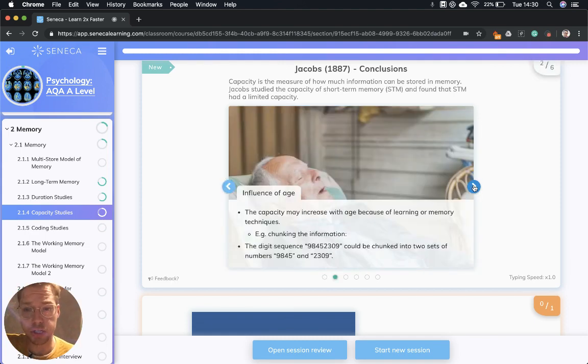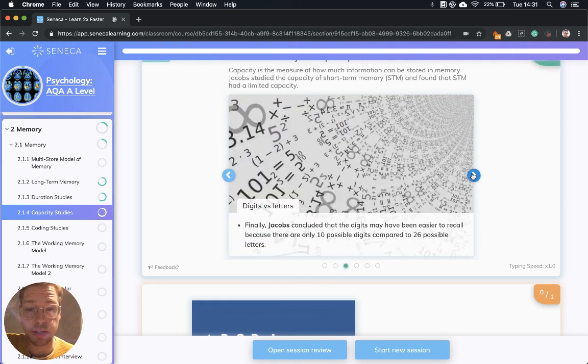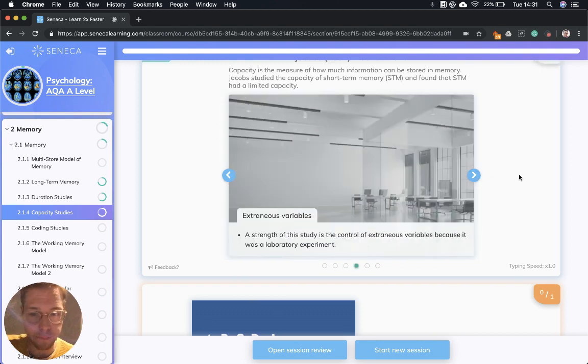The influence of age. The capacity may increase with age because of learning or memory techniques, so like chunking the information. The digit sequence 98452309 can be chunked into 2 sets of numbers, 9845 and 2309, and chunking that information can make it easier to remember. Digits versus letters. Finally, Jacobs concluded that the digits may have been easier to recall because there are only 10 possible digits compared to 26 possible letters.